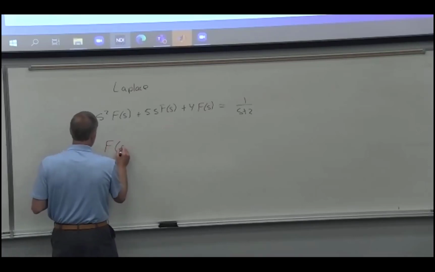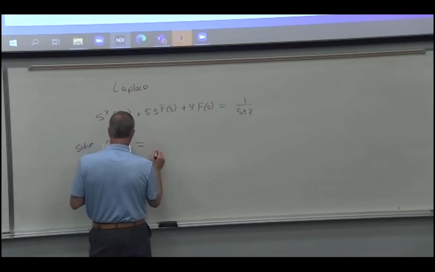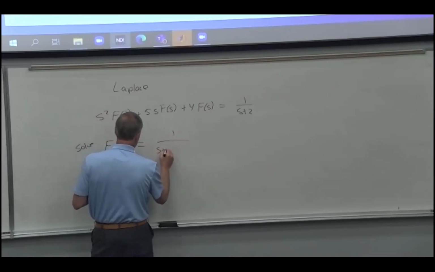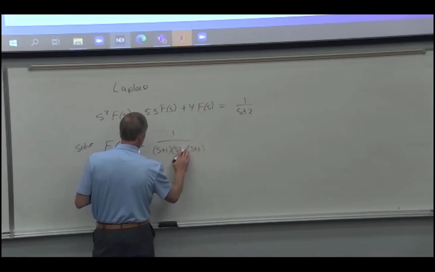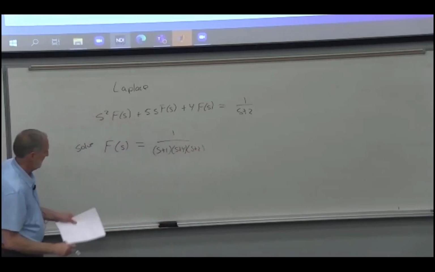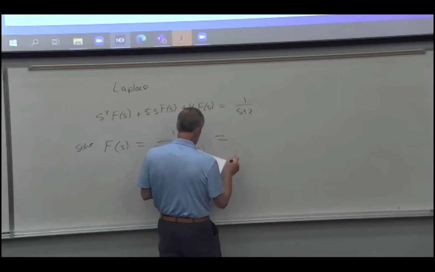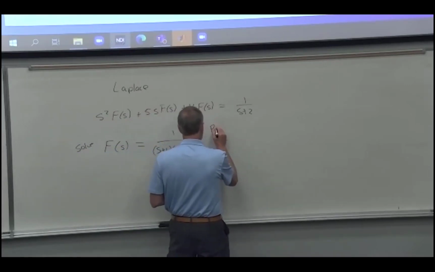Show the solving for F(s). So you get a polynomial, and then you factor it into those roots, which is what you have to do. And then you do the partial fraction expansion. So make sure you show the work for that.